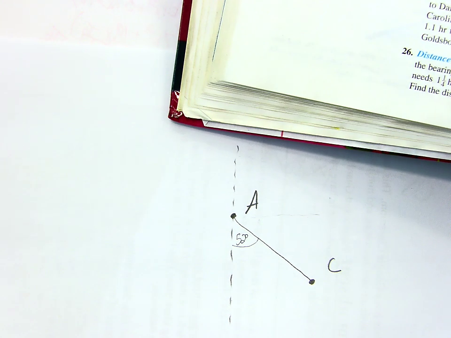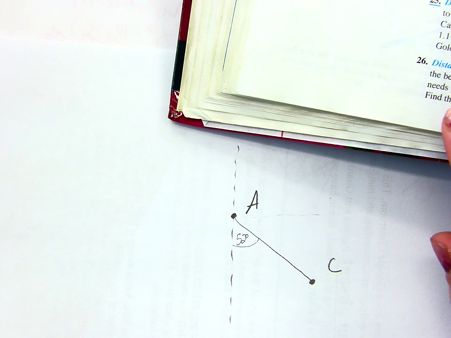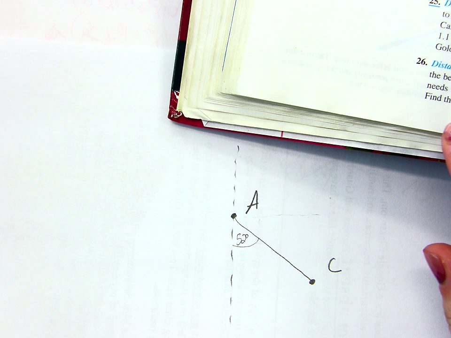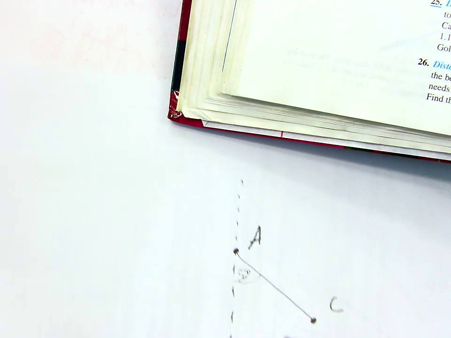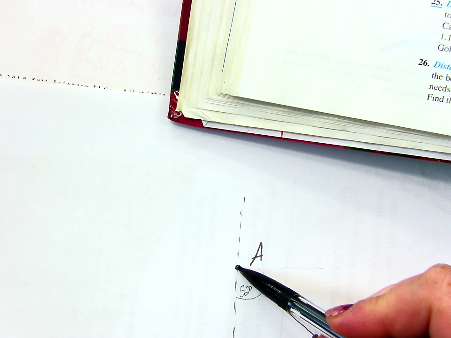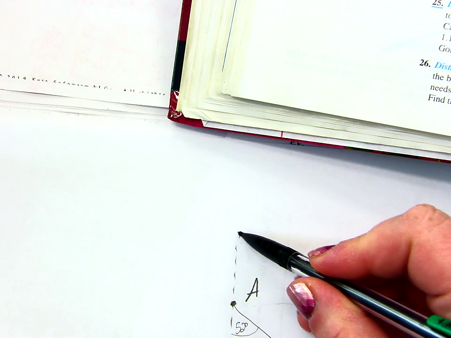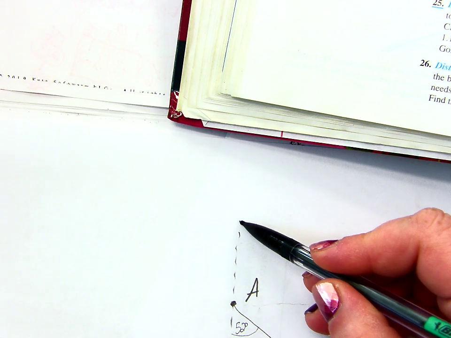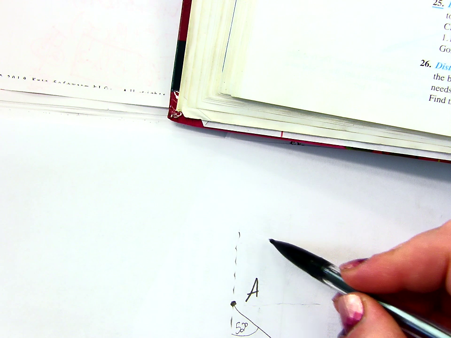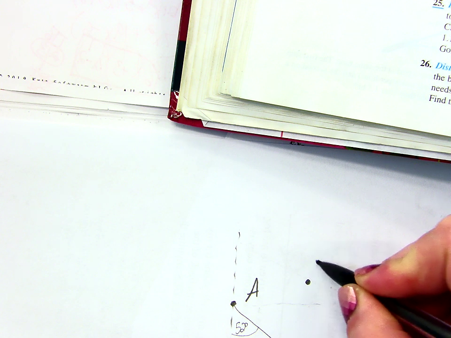Okay? Now it says the bearing from A to B is north 84 degrees east. So now I want to go from A to B. So go back to A. North 84 degrees east. So north, put your pencil where you think north 84 degrees east would be. You know, this is 90. Pretty shallow. I'd put it right about there.